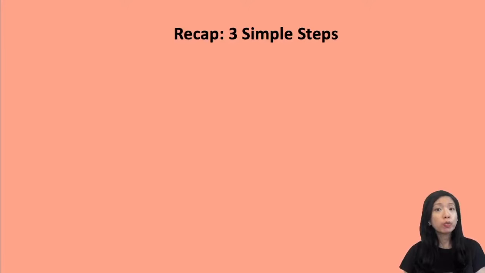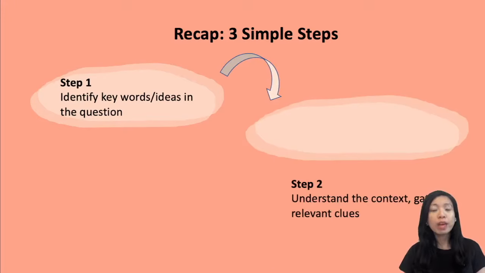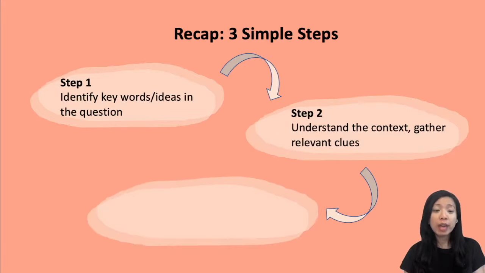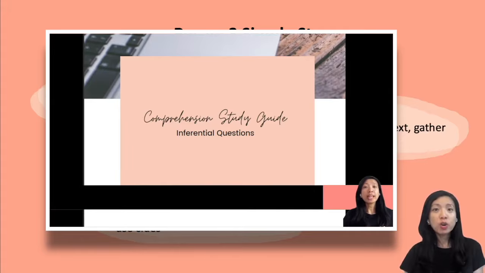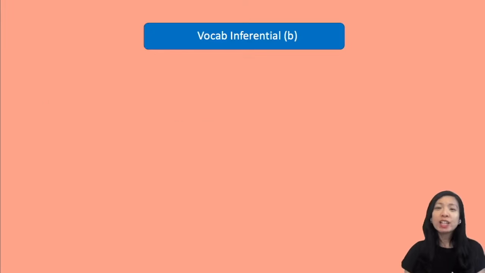So as usual, we are going to review the 3 steps that we will need to use when answering inferential questions. Step 1 is where we have to identify the keywords or ideas in the question itself, and in step 2, we have to understand the context and gather relevant clues. And in step 3, we have to craft our answer. Now, if you'd like a more detailed explanation of these 3 steps, do watch my very first video on inferential questions, and I'll leave a link in the description box below. So let's take a look at the second type of vocab inferential questions.